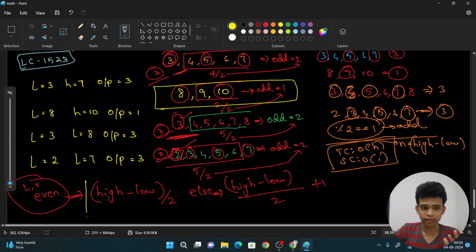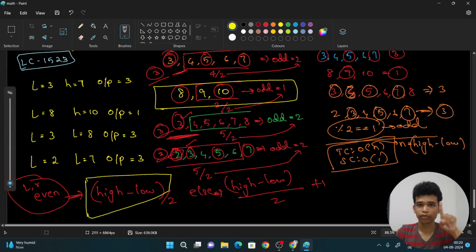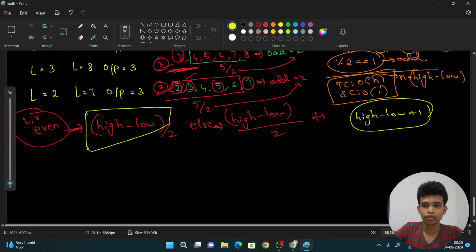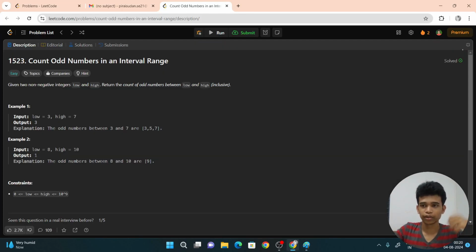When I am doing high minus low, I can say that I don't take one value, either high or low. If we want to include both high and low, it should be like a sliding window formula: high minus low plus 1. So this should be that, but this is not the case. The case is high minus low. Can you understand this?